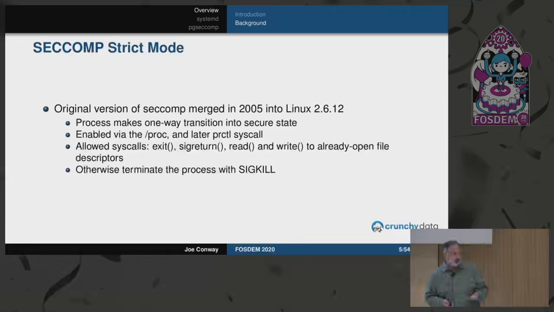The original version of this was called strict mode. It came out in about 2005 in Linux 2.6, so it's been around quite a while. But this was a pretty limited version of it. Basically, it was hard-coded. The idea was that you would make a call to load SECCOMP, and at that point, the process irreversibly could only make these four syscalls. So you could basically exit, and you can read and write from a file descriptor that's already open, and that's all you could do. That had some useful applications, I'm sure, but it was pretty limiting. Any other syscall would cause the process to be killed immediately with SIGKILL.